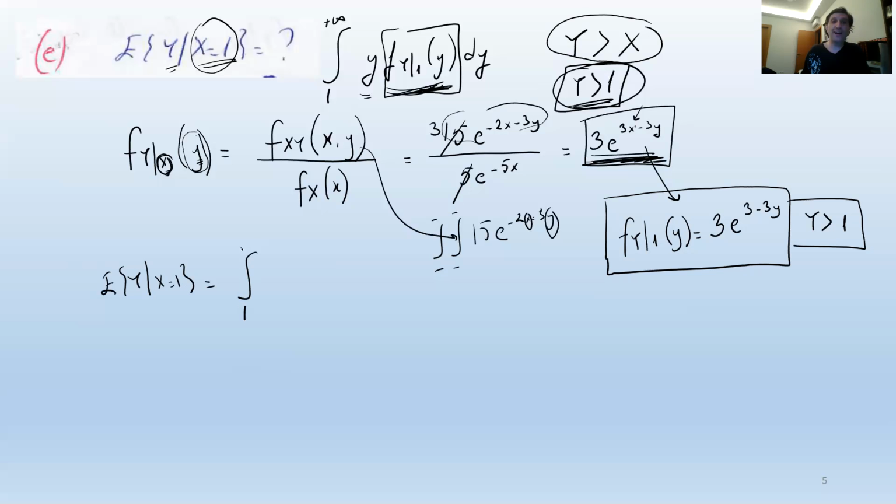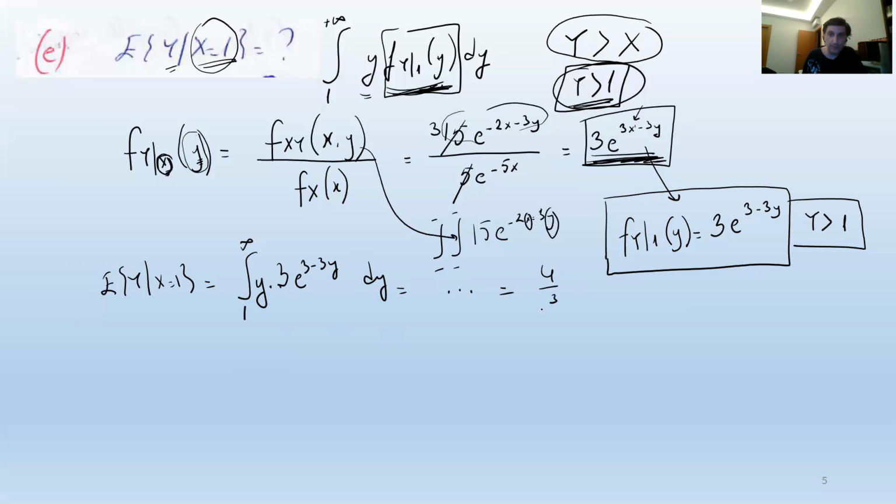So in order to find the expected value of y given x is equal to 1, it's going to be the integral from 1 to infinity, dy, of y multiplied by this probability density function, which is the conditional probability density function, 3 minus 3y. Actually, this time I'm not going to go over the steps. I'm just going to write the result.